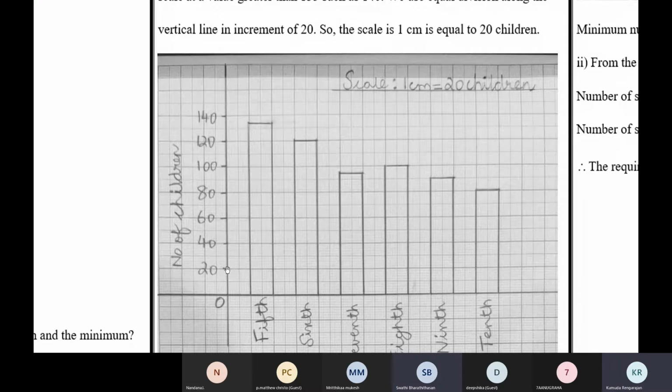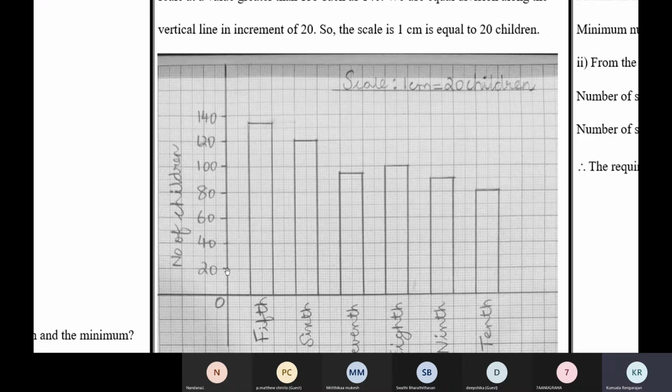Okay. So now this one is 20 and this one is 40. You don't know how to read these subdivisions which come between 20 and 40. That's what we did. Take the scale. The scale is 20, 1 centimeter, 20 children. Divide by 10, you get 2. So you'll have to skip count in twos.